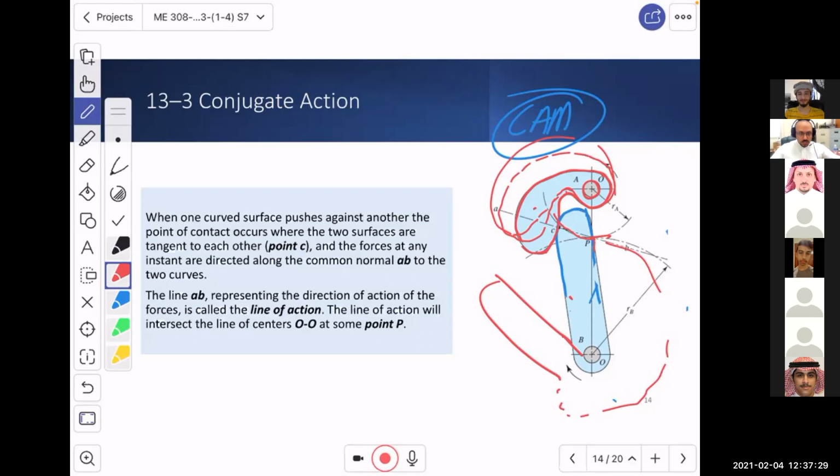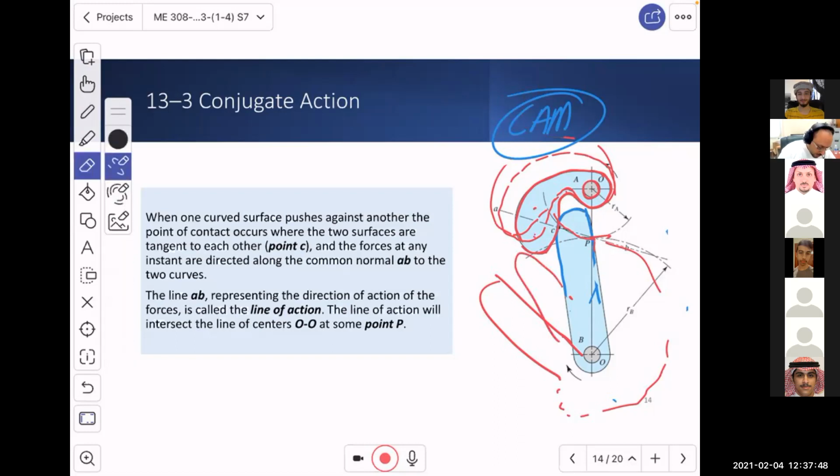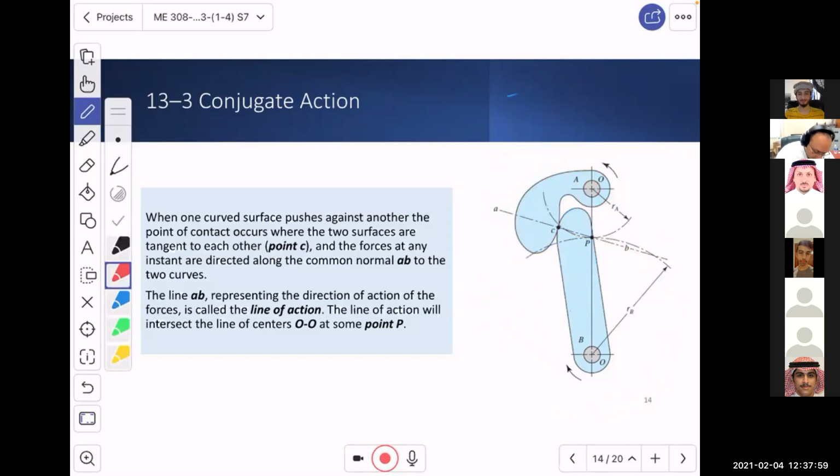Now, we are not interested in what happens after the blue one becomes disconnected from the red one, or before. We are just interested in the moment when these two come and touch each other. Understood? The first thing is that when they touch, they come in contact at point C. Point C is the point of contact.